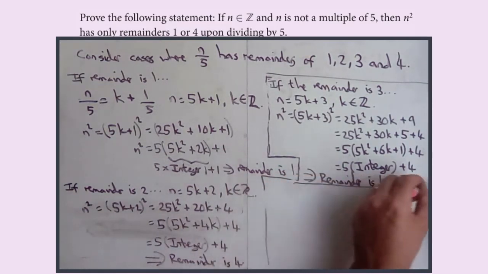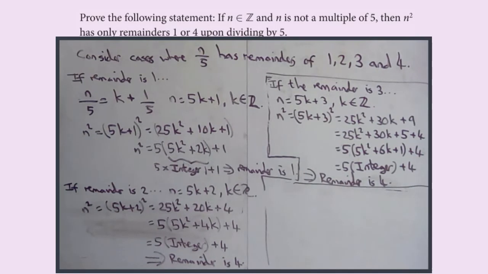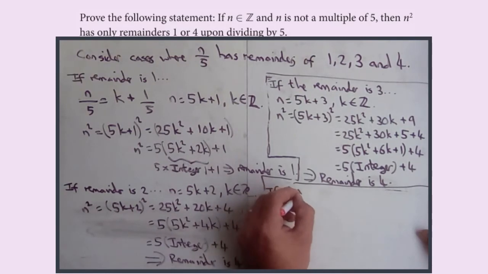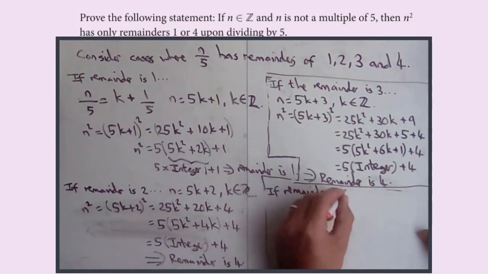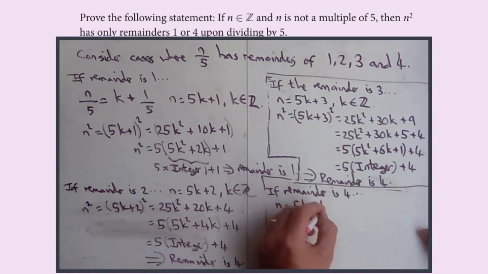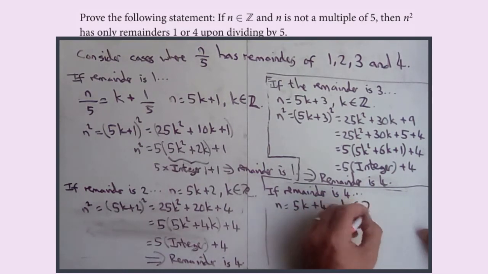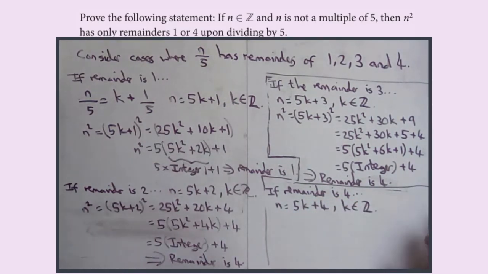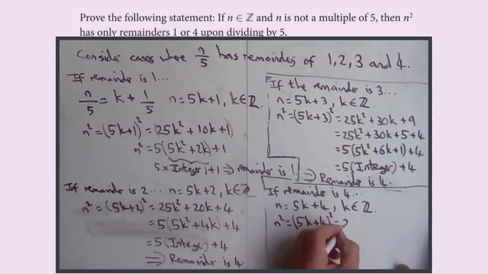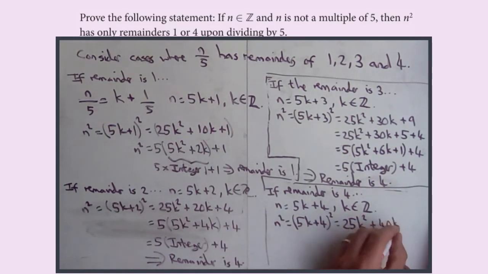And finally, the last case. If the remainder is 4, as in the remainder when you divide n by 5, that means n can be written as 5k plus 4 for some integer k, and it means that n squared equals (5k plus 4) squared, which is 25k squared plus 20k plus 20k, 40k, plus 4 4s are 16.